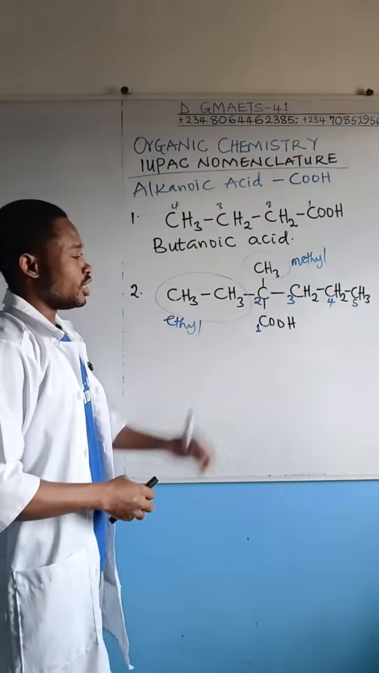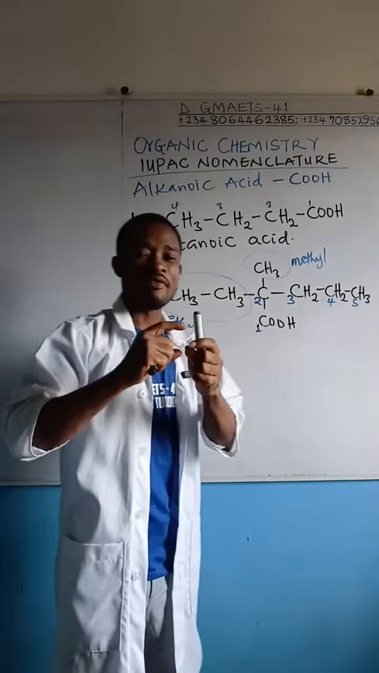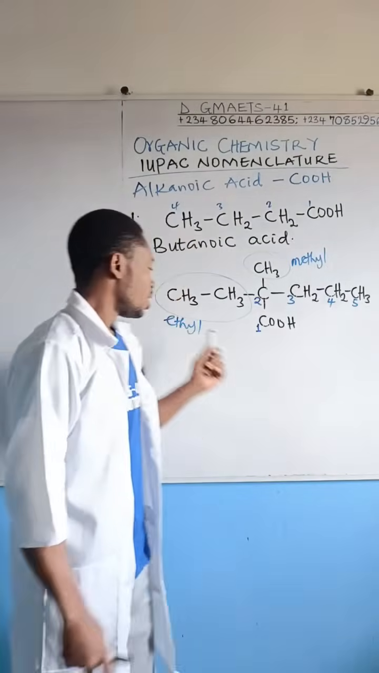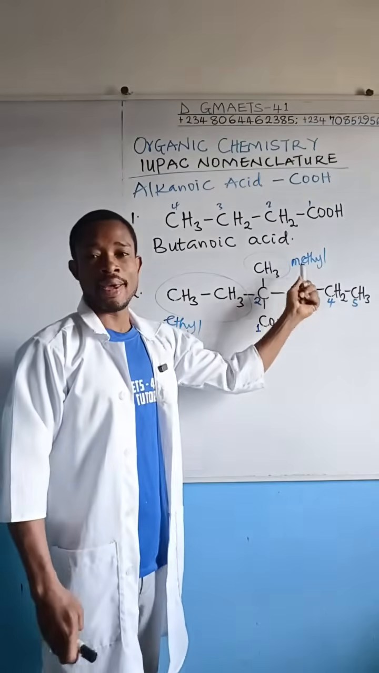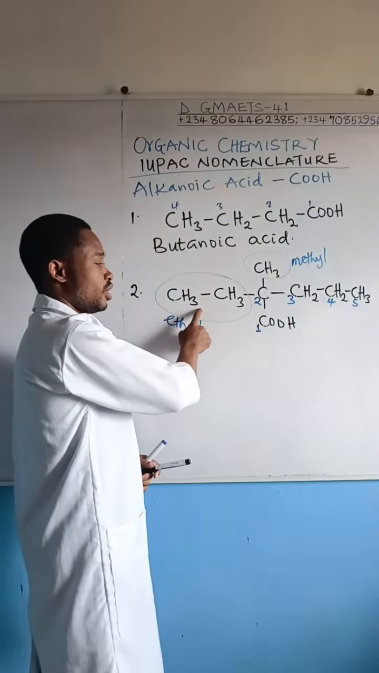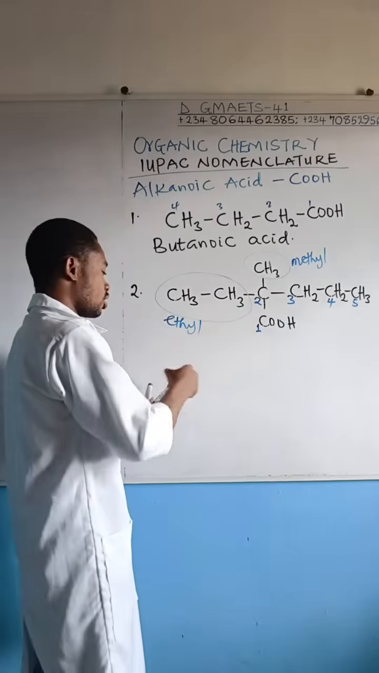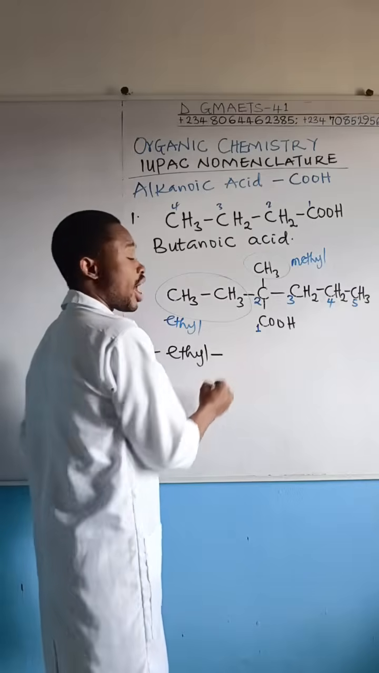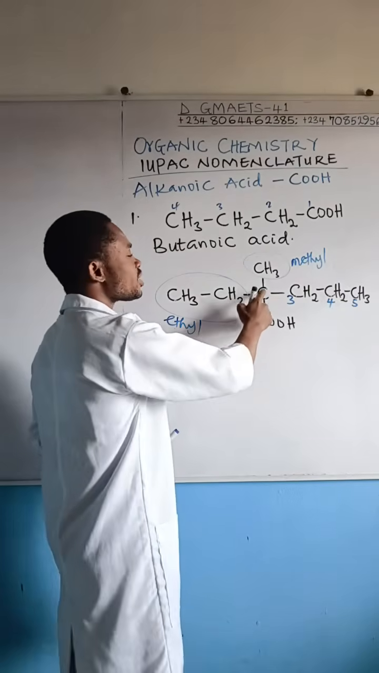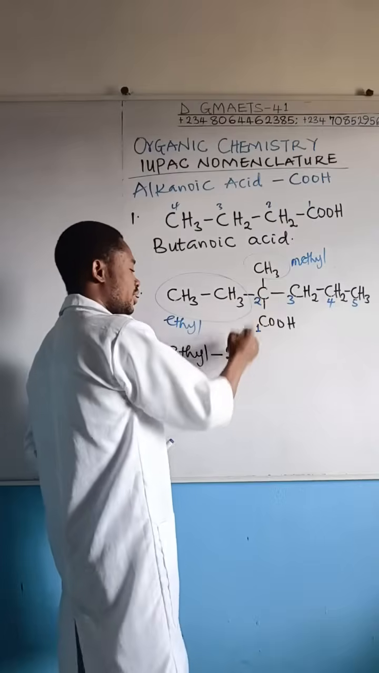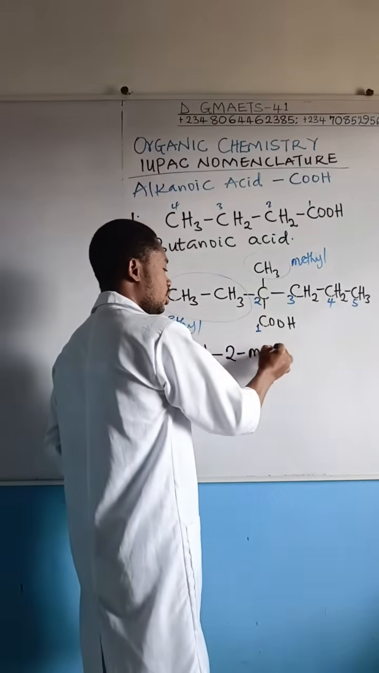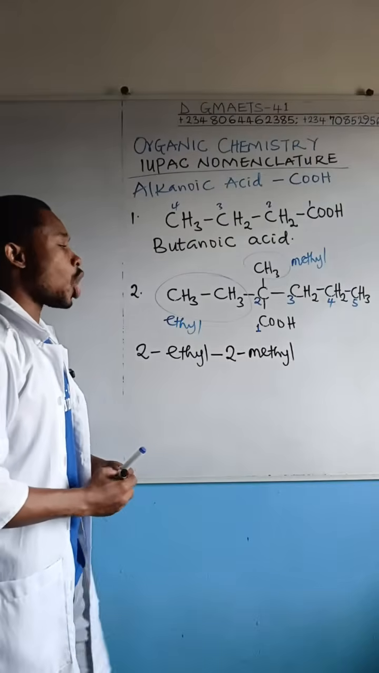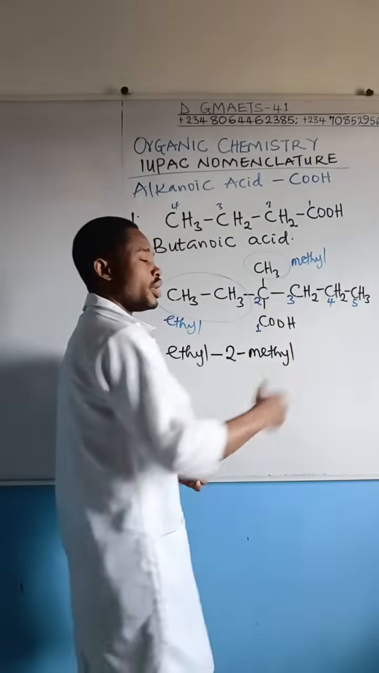So how do we now name this? Following the alphabetization rule of approaching substituents, E comes before M. So I'm going to mention this E first. Ethyl. On the second carbon atom of the parent, you have ethyl attachment, hyphen. On that same second carbon atom, you have methyl attachment, and there is no other substituent, so you conclude with the parent name.